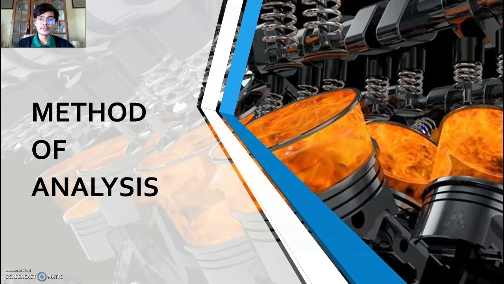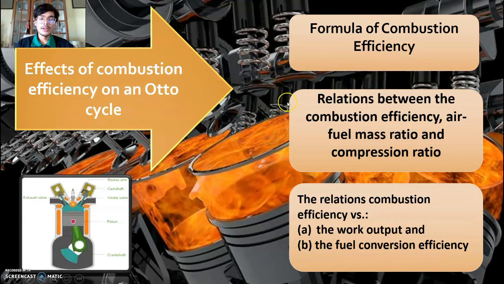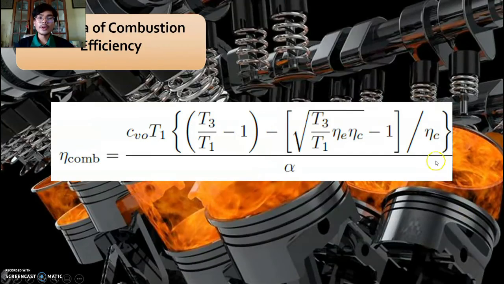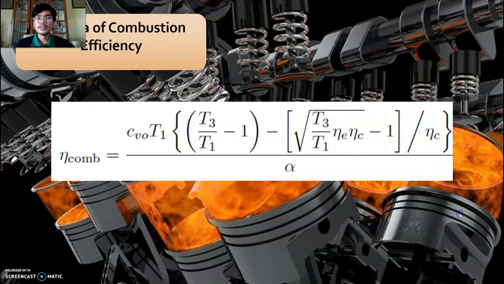So let's proceed. In this research, we have to do 3 types of analysis. The first is the formula of combustion efficiency. Next, the relationship between the combustion efficiency and the air-fuel mass ratio, and also the compression ratio. And lastly, the relationship between combustion efficiency and the work output and the fuel combustion efficiency. For the first, we use this formula to gain the values for our data.